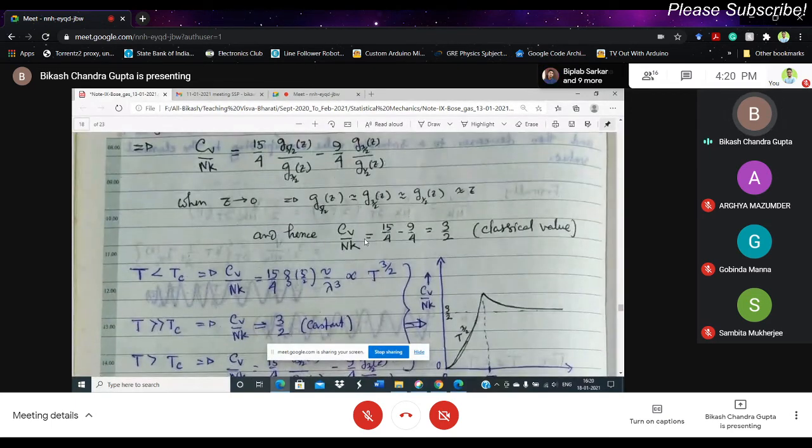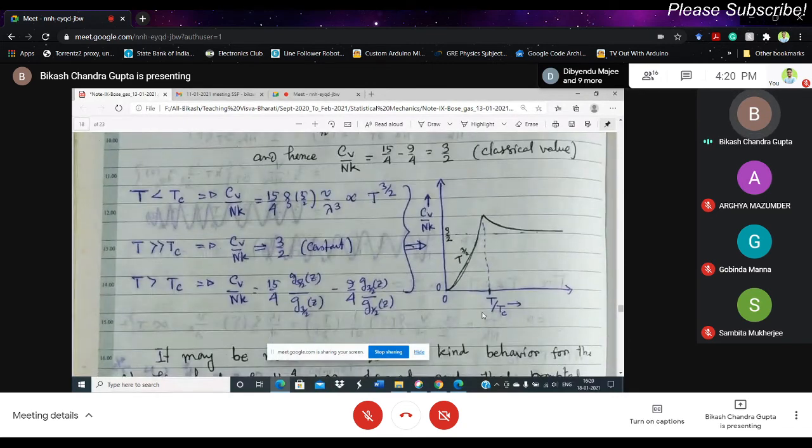Let's go through this. Cv by nk is this minus this, and eventually if you plot it, then you will see this is T by Tc. The value goes like this, and when T is pretty large, of course it is 3 by 2 nk, and then there is this cusp, and then eventually at T equals 0 it goes to 0. So this is what happens, and there is a cusp here. So the specific heat will be discontinuous here, and that's why it is said that the system goes through a transition. Okay.